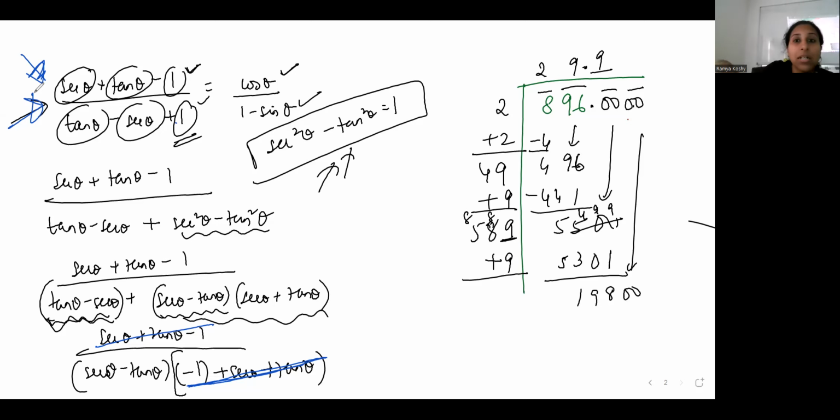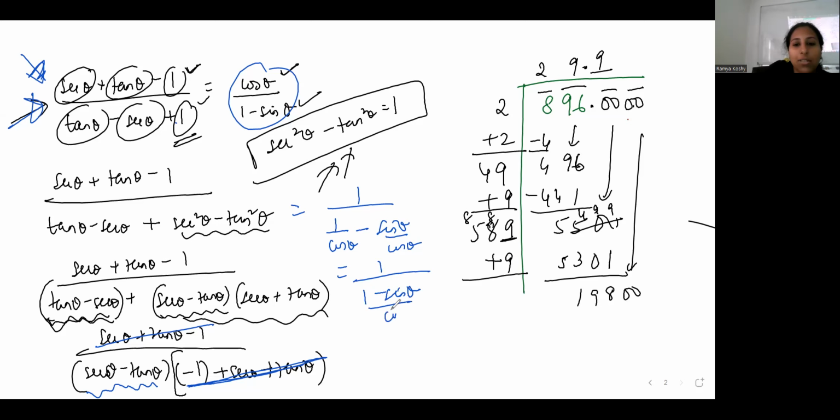Now, how do you convert this into this expression? Let's see. So you're having 1 by sec theta minus tan theta. Sec theta is 1 by cos theta. Tan theta is sine theta by cos theta. So you're going to get 1 by 1 minus sine theta by cos theta. Division by a fraction is the same as multiplication by the reciprocal. So cos theta by 1 minus sine theta, which is RHS.